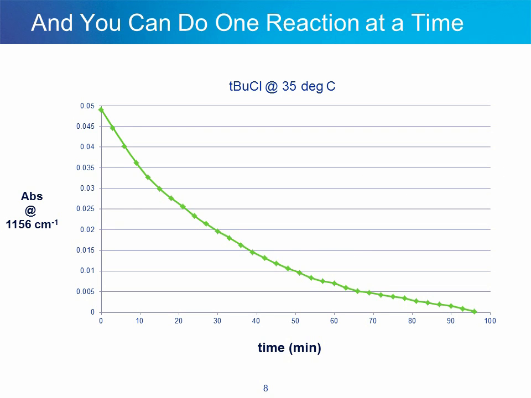This slide shows the traditional way to perform this reaction. You do one reaction at a time. So for example, here we're showing the disappearance of tertiary butyl chloride at 35 degrees C. We're monitoring the decrease in absorption of the 1156 inverse centimeter absorption band, and we're doing this over time.